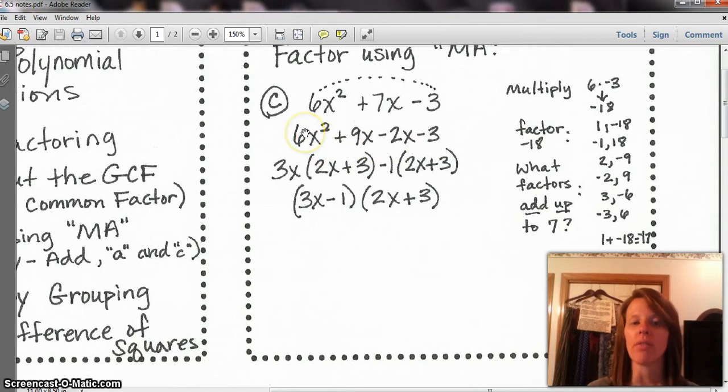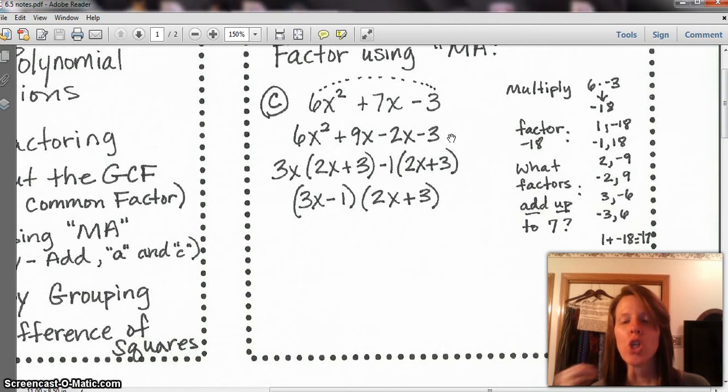What is their GCF? That's where this 3x comes from. 3x is the GCF of 6x squared and 9x. We've done this before. And I'm going back to that factoring GCF, which we just practiced. So if I divide out 3x out of 6x squared and 9x, I have 2x plus 3, which is left over. What is the GCF of negative 2x and negative 3? It is negative 1, so I have 2x plus 3.